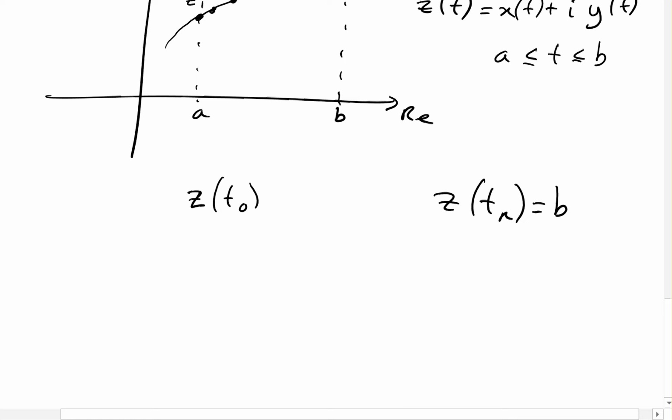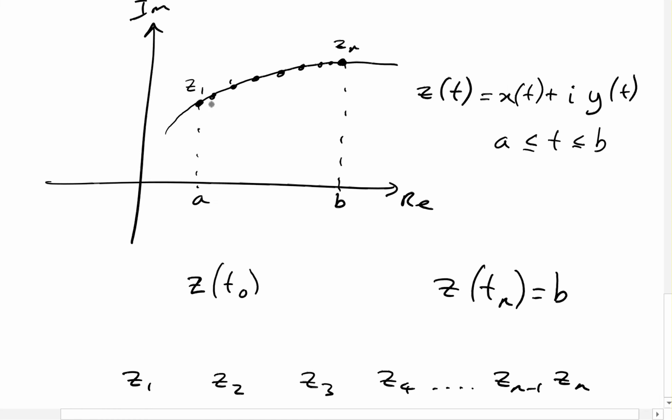What I can do is move from Z1, Z2, Z3, Z4, right the way up to Zn minus 1, to Zn. So these are the complex numbers which I'm moving through. I'm literally moving along this curve. This is Z1, Z2, Z3, Z4, Z5, Z6, Z7, all the way up to Zn. So at Z of T0, I'll be at A, and at Z of Tn, I'm going to be at B. In other words, my subscript just corresponds to what time period I'm at.